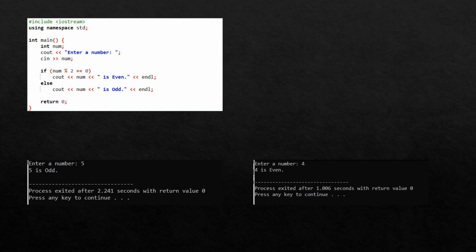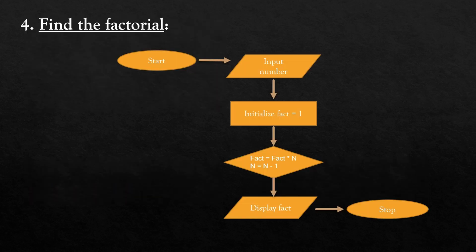In this, the if-else condition is used. Now, moving to the next code, let's calculate the factorial of a number. The factorial of a number n is the product of all positive integers less than or equal to n.